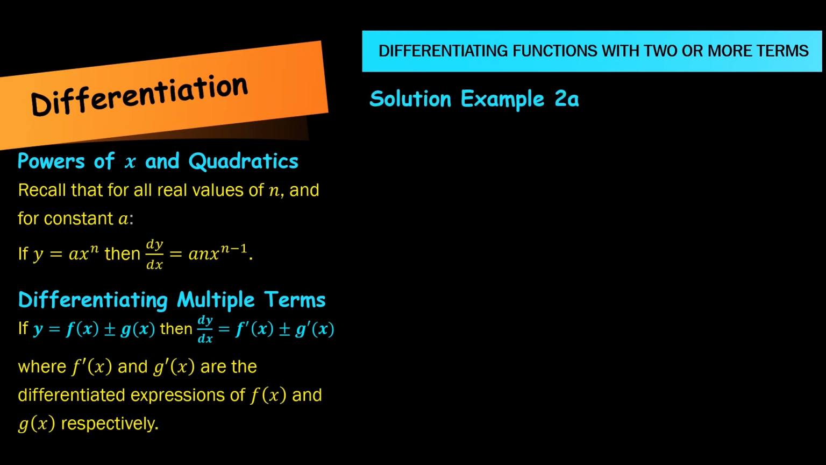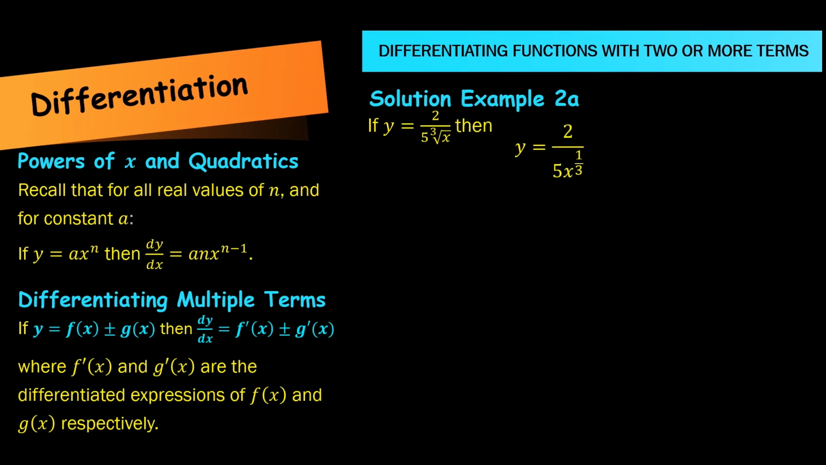So let's solve example 2a first. We are required to differentiate this expression for y. Now if y equals 2 over 5 times the cube root of x, then clearly we need to rearrange or re-express this in a form that we can work with and then differentiate. So let's rewrite this in a slightly more convenient form.